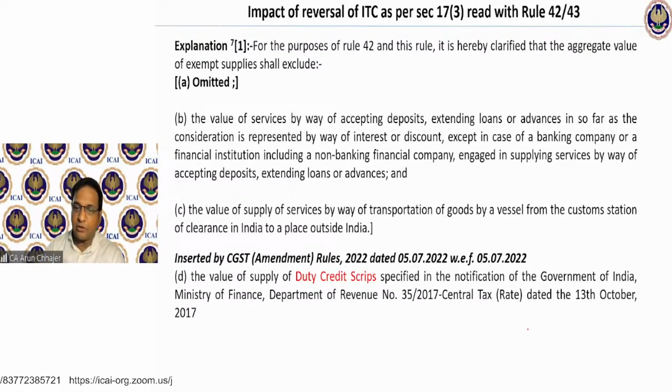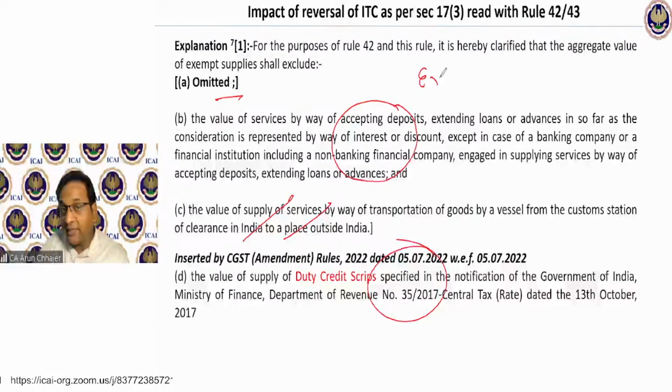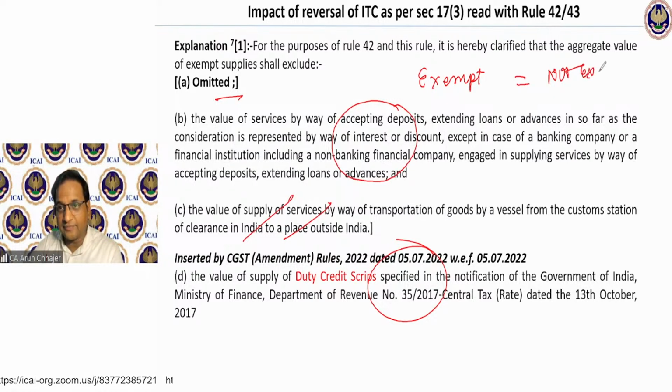Now, the second amendment which I talk about, if you refer to the recent amendment, you will find the second amendment: rule 43, explanation 1 is omitted. Effectively, I can say this is omitted and this is also omitted. Effectively, these are the two items which are exempted, but not exempted for 17(2).